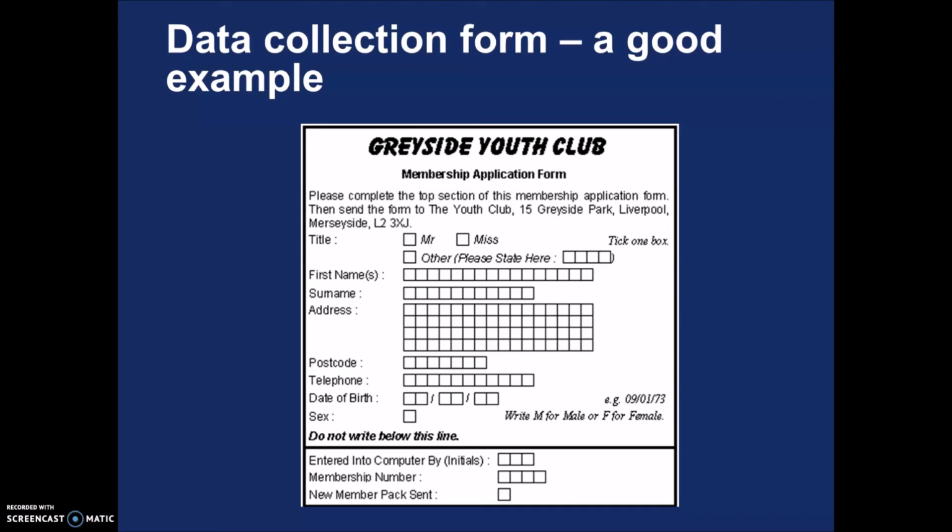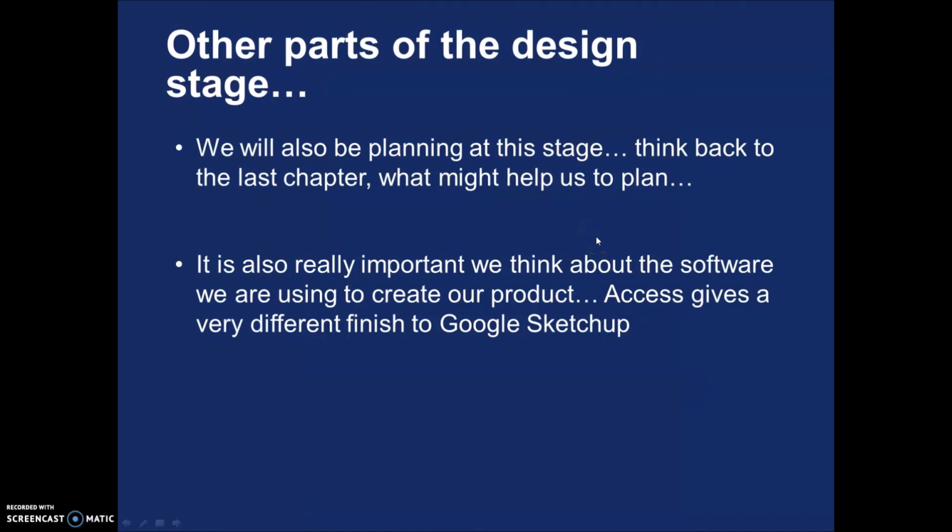There are a lot more parts of the design process which we're going to come to in the next lesson. That's why this one's part one. Obviously if you're designing something, you also need to plan how long it is going to take to do. If you think back to last chapter, there's stuff that's going to help us to plan, such as Gantt charts and critical path analysis. All of that is going to help us to plan what we need to do at each stage.